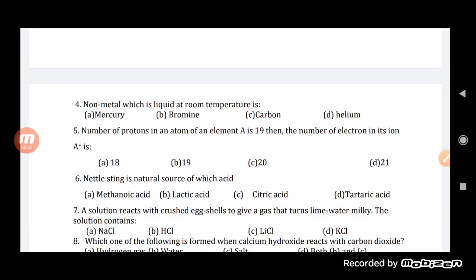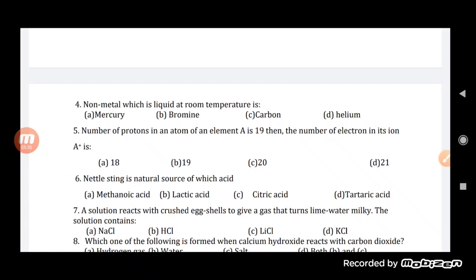The next question: which non-metal is liquid at room temperature? The options are: first, mercury; second, bromine; third, carbon; and fourth, helium. So the non-metal which is a liquid at room temperature is bromine.